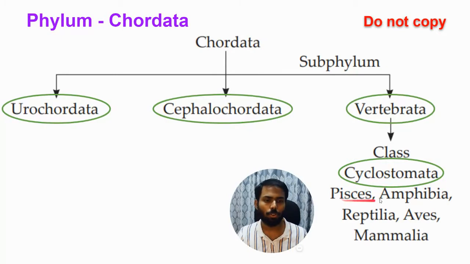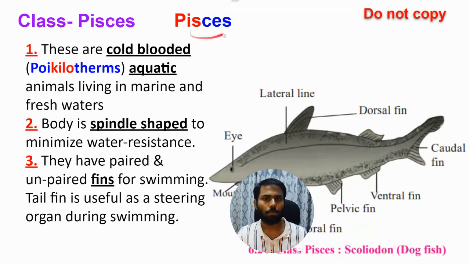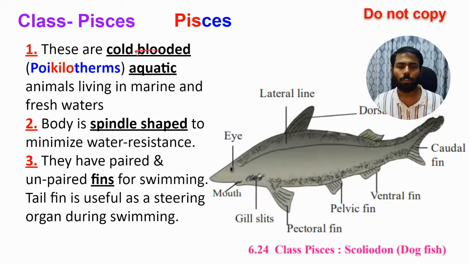Then we are moving on to Pisces. How do you pronounce this? PIS is Pice and CES is Cis. Pisces. So the second class we are studying under vertebrata is Pisces. These are cold-blooded aquatic animals. Aquatic means you know it. You'll find them in water. And cold-blooded. What is the meaning of cold-blooded?